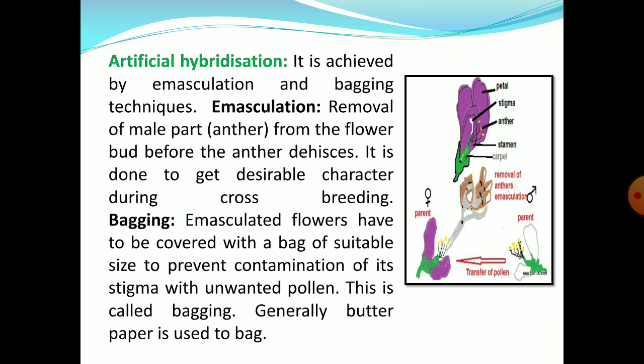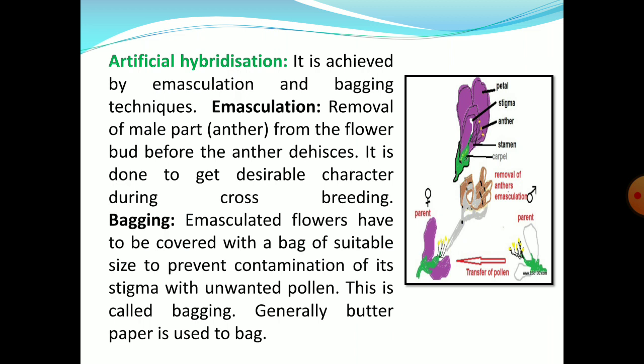Last topic of today's session is artificial hybridization. It involves two processes, that is emasculation and bagging. So let us see what are these two processes. In emasculation, there is removal of the male part, that is anther, from the flower bud before the anther dehisces. Now the question arises, why is it done? It is done to get desirable or useful characters during hybridization or crossbreeding.